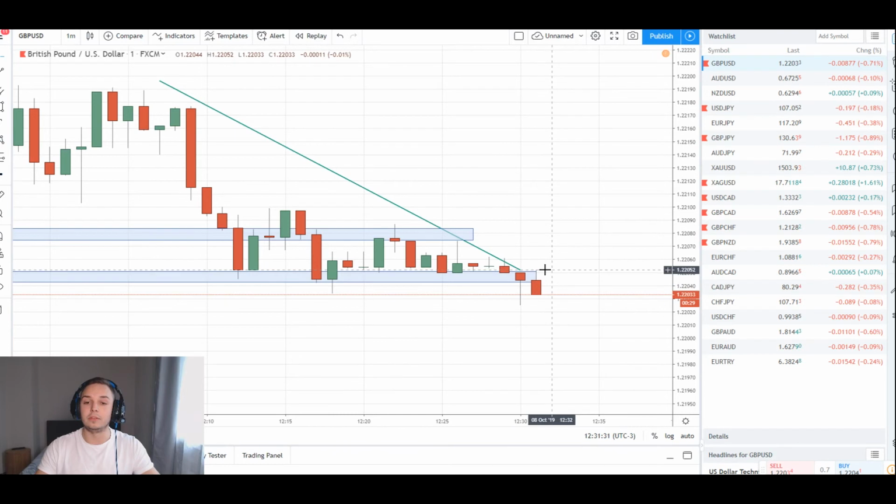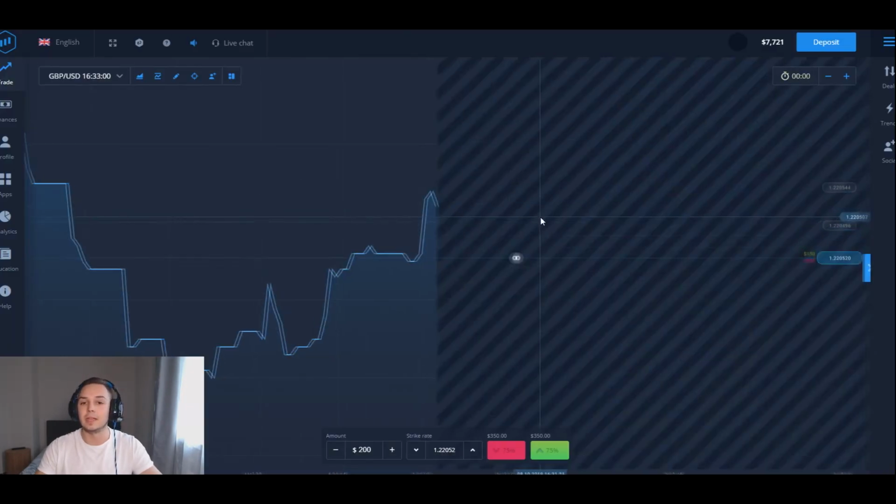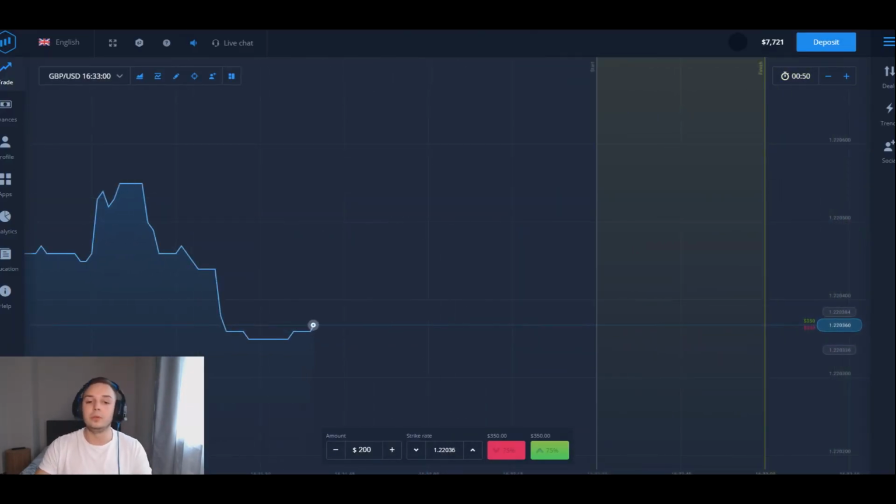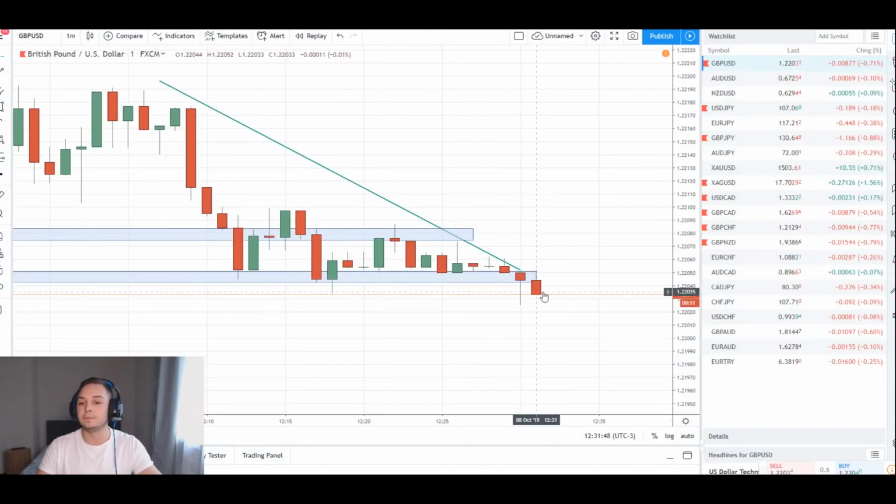I could have entered on this pullback towards this level, 122052, but now it's going down, it's trying to break yet again. So the only opportunity we have is to wait for the market to push towards the upwards direction, and then we're going to place a nice sell trade. But currently it doesn't seem like it's going to happen.